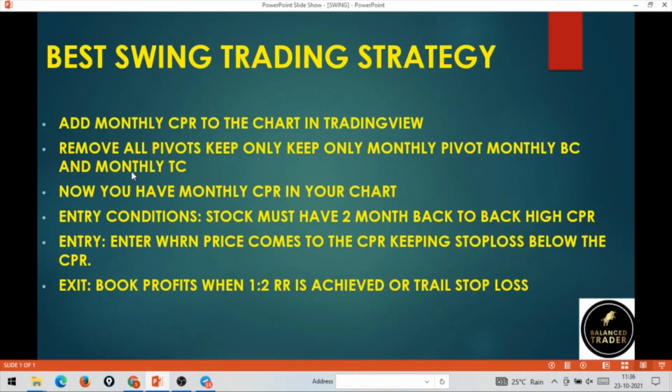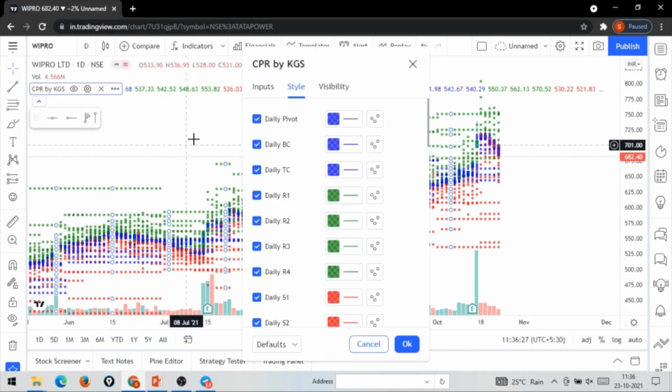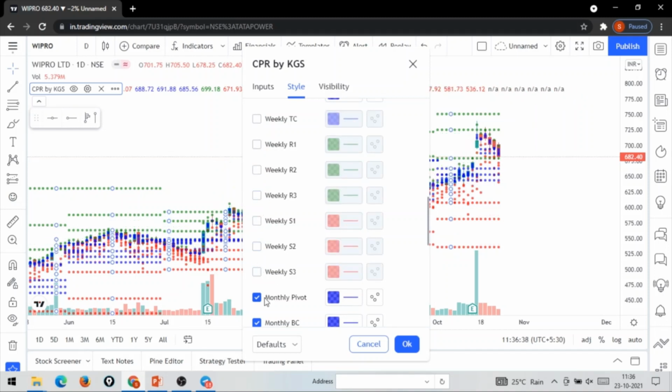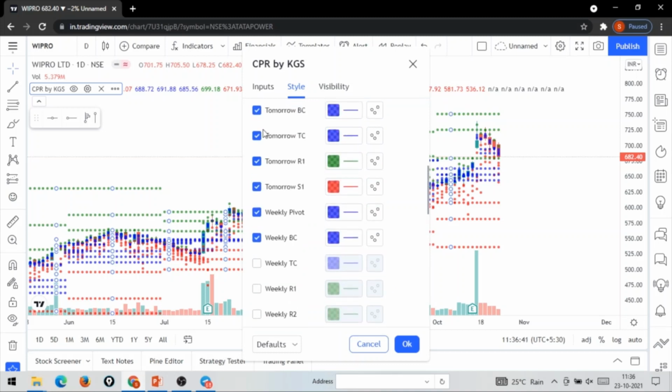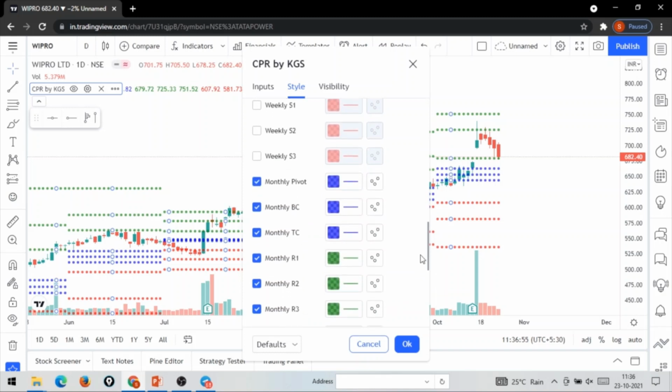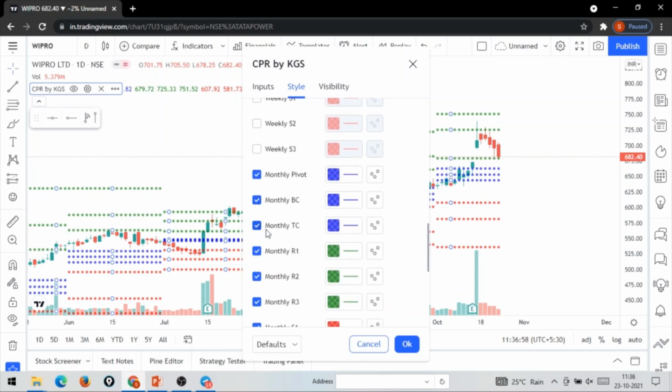Remove all pivots, keep only the monthly pivot, monthly bottom and monthly top pivot. So you have to remove all of this, daily, weekly, and so on, to get the monthly CPR. Keep the monthly pivot, monthly bottom, monthly top.